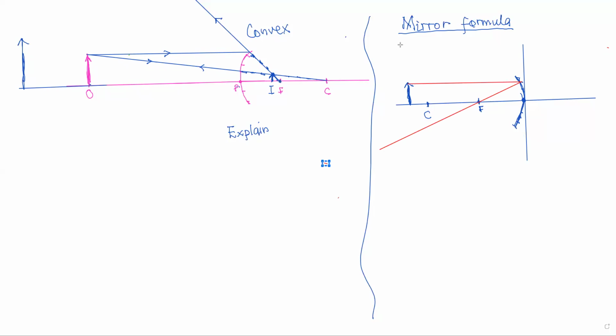Then a ray passing through F after reflection must be parallel to the principal axis. So incident, reflection, incident, reflection. The image is formed here.